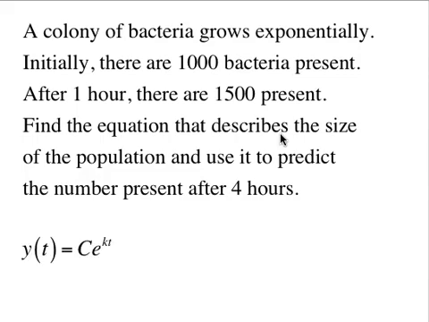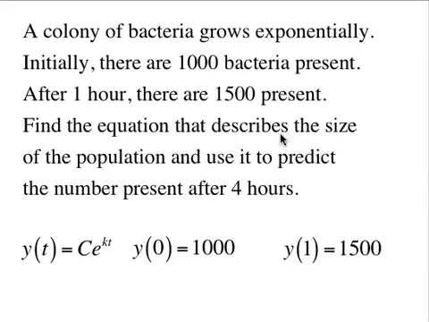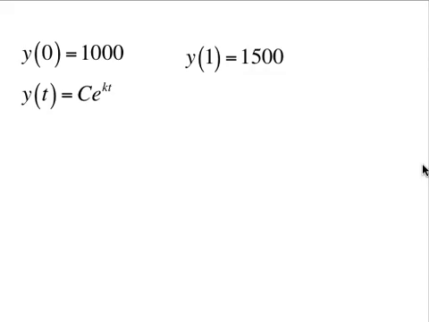y equals Ce to the kt is what we're trying to use. Initially there are 1,000 present, so at time 0 there are 1,000. So y of 0 is 1,000. At time 1 there are 1,500 present. So y of 1 is 1,500. We're going to use this first bit to get capital C. We're going to use the second bit together with the first bit to get k. Let's see how that works. So again, this is the information we have.